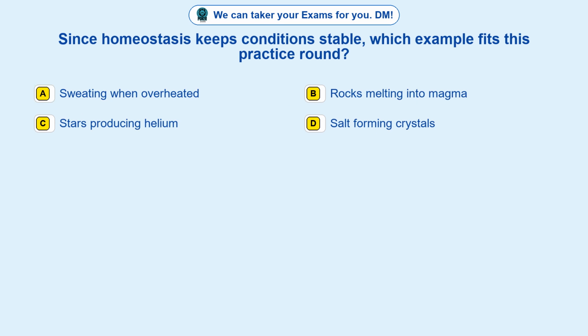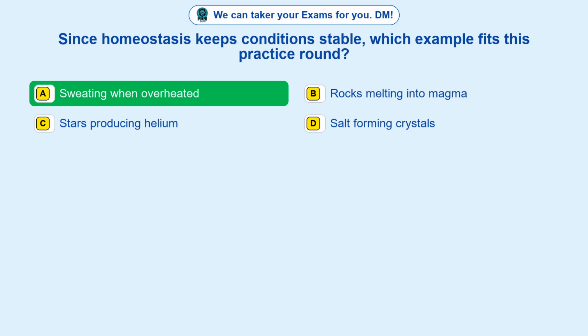Question 20. Since homeostasis keeps conditions stable, which example fits this practice round? Option A. Sweating when overheated. Option B. Rocks melting into magma. Option C. Stars producing helium. Option D. Salt forming crystals. The correct answer is option A.